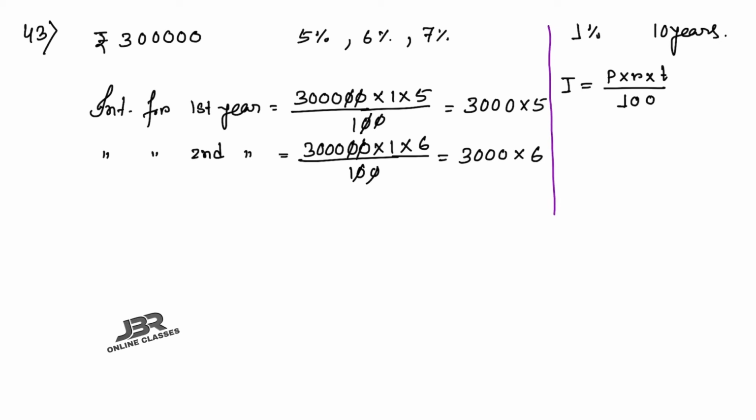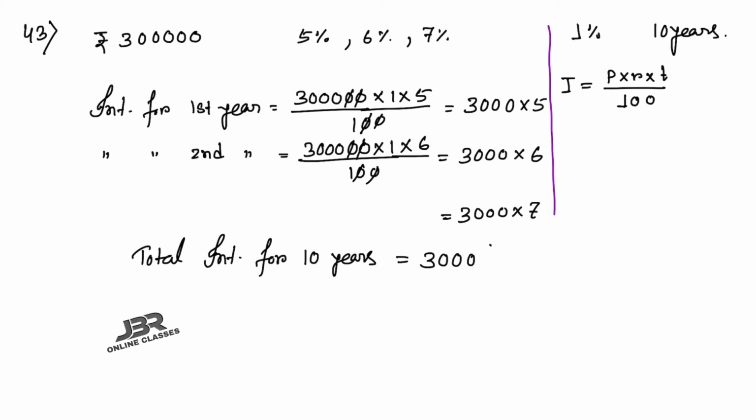So in this way the third one will be here 3000 into 7. Okay, so that means the total interest for 10 years. So write down here total interest for 10 years equals 3000 into first one 5, then 6, then 7, in this way up to 14. Okay, up to 14. And now you have to find out the value of that portion, 5 plus 6 plus 7 dot dot dot up to 14.